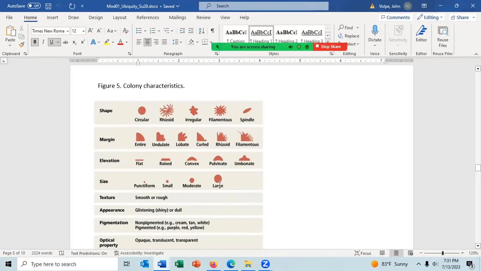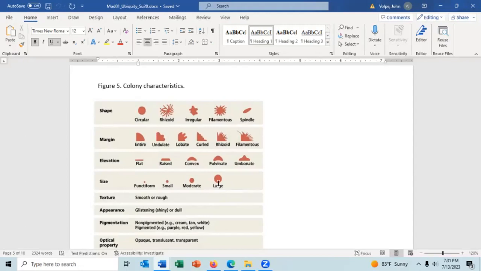If it's large, it's larger than the size of the eraser. So if it's small, it's around the tip of the pencil. And then moderate, it's someplace between the eraser and the tip of the pencil. And punctiform, it's just a pinprick, smaller than the tip of the pencil. Any question about any of that?